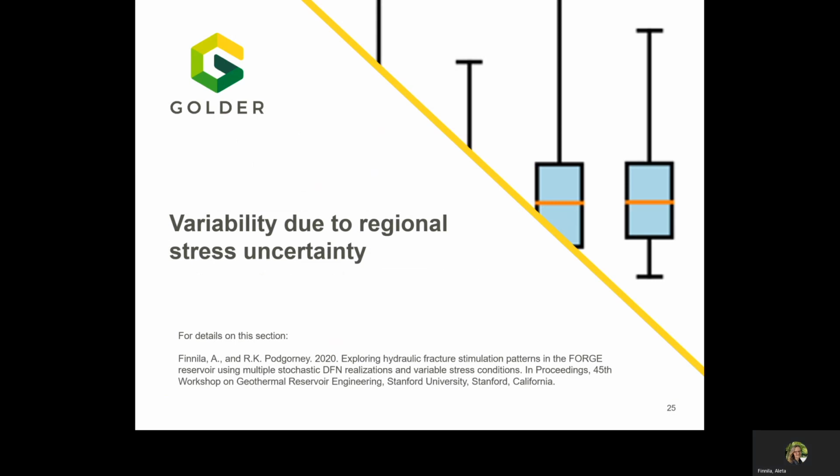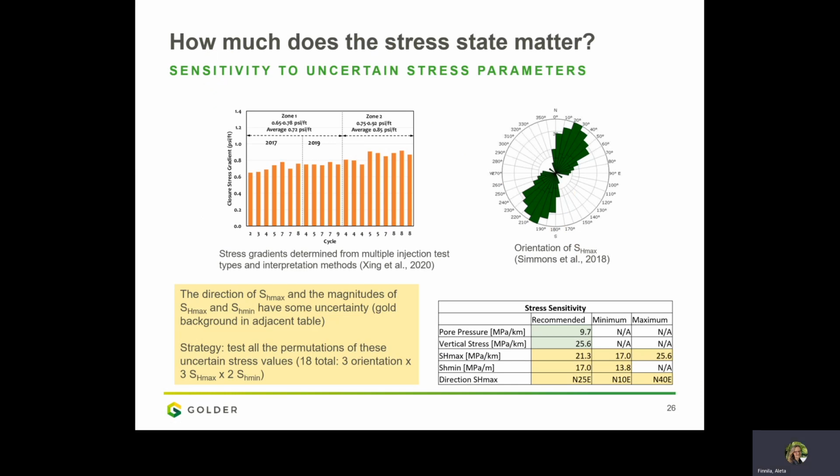All right. We did want to also address the question, because the regional stress is still not pinned down precisely for the FORGE site, will it matter what we use for the boundary regional stress conditions as far as which DFN we might want to pick, which realization would be an average one? So we did a sensitivity study on this, and this is in the same paper in this year's Stanford Geothermal Workshop 2021. So how much does that stress state matter?